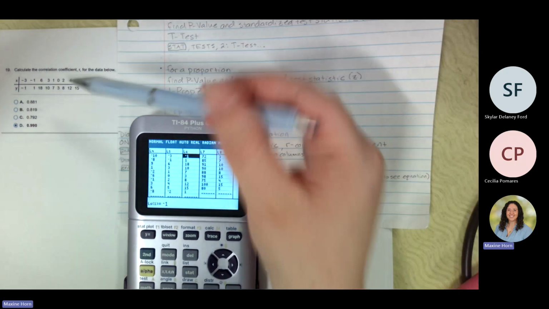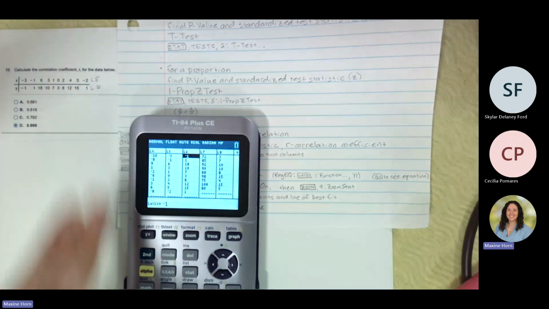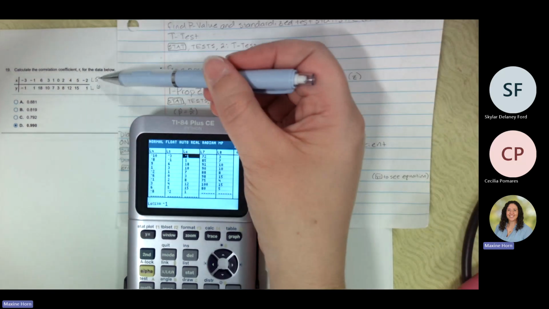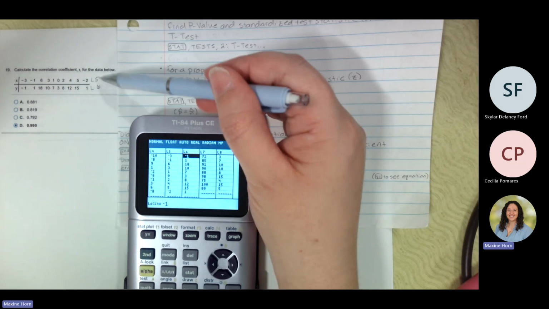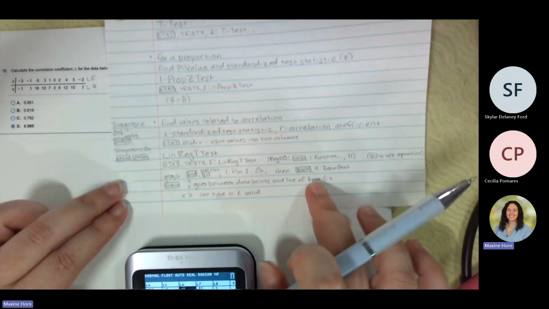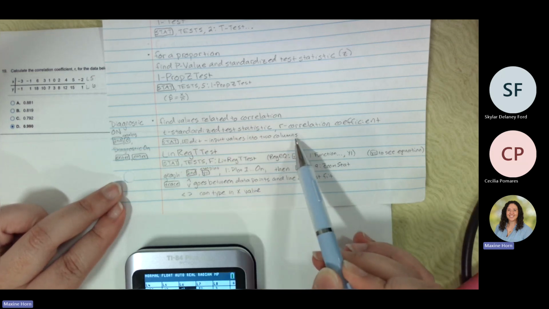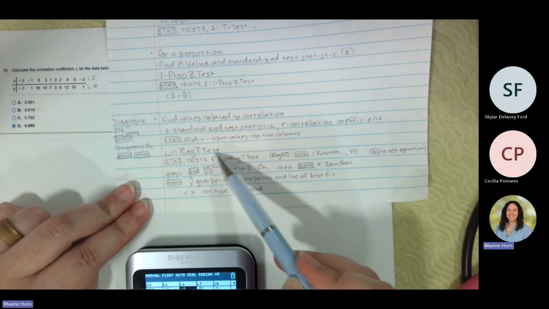And they may write these differently. They may have horizontal lines, they may have vertical lines, they may just have a table. You've probably seen several different ways that they can present this data to you. But one set of numbers goes in one list, one set of numbers goes in another, and make sure you know which list they're in. Once you've gone to stat, edit, and input the values into the 2 columns, now we're going to do the linear regression t-test.